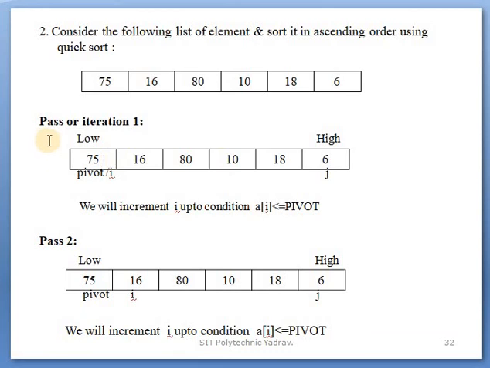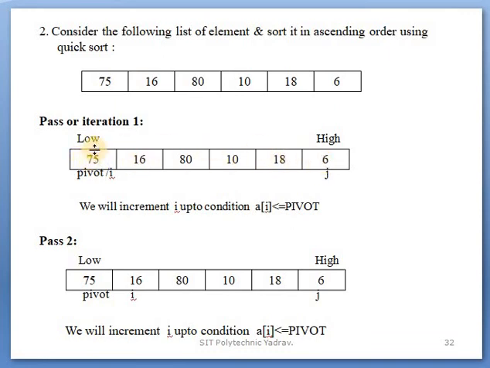We also say pass, or iteration, or step. Any word you use is your wish. The numbers are 75, 16, 80, 10, 18 and 6.